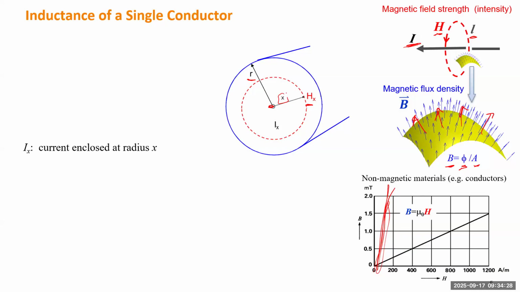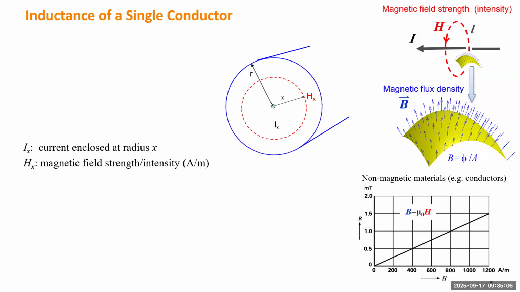Okay, so Ix is now not the entire current, only part of the current. If we treat it as an evenly distributed density of current, the area in this circle will determine this Ix. The total current is I. So if we divide the circular area by the total area, that will be Ix divided by I. So now we only consider part of this current. We call it Ix.